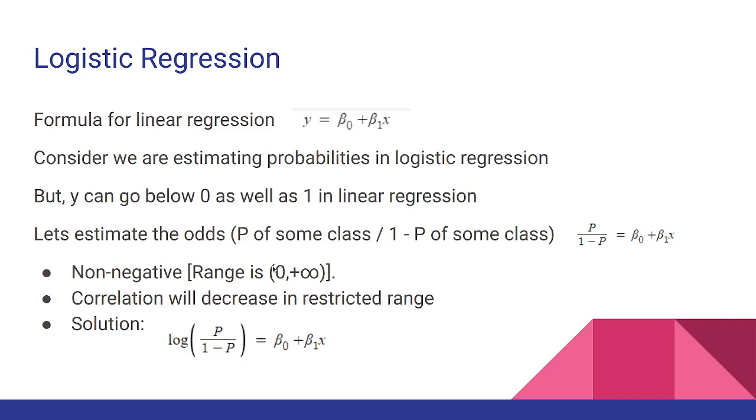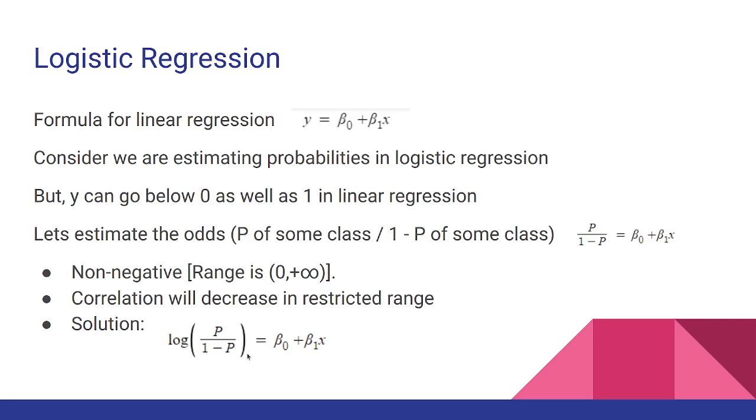Let's give an example. If this p upon 1 minus p happens to be somewhere between 0 and 1, then the log value of this p upon 1 minus p would be negative, right? Yes. So is it somewhat related to that? Yeah, somewhat. If you take the log of something, it will be an unrestricted value, right? The restriction is there that it cannot go below 0, but if you take the log, it can go below 0. So that is what we have done.